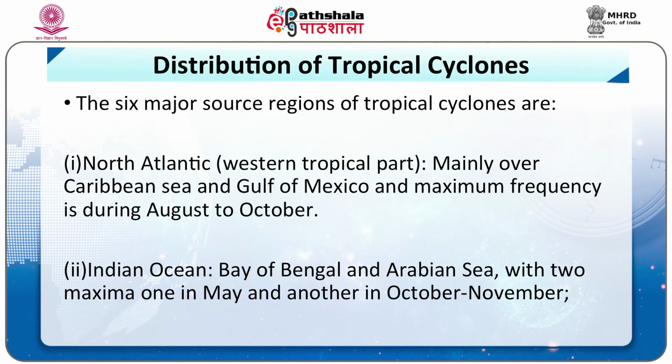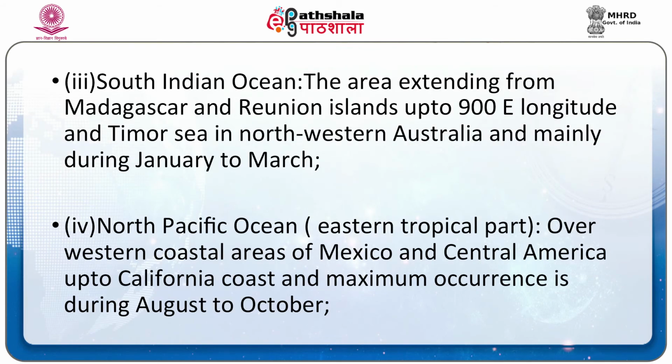Number 1 is North Atlantic, mainly western tropical part, mainly over Caribbean Sea and Gulf of Mexico, and maximum frequency is during August to October. Next is Indian Ocean, which includes Bay of Bengal part and Arabian Sea with 2 maxima, one in May and another in October-November. Next is South Indian Ocean, the area extending from Madagascar to Reunion Islands up to 90 degree east longitude and Timor Sea in northwestern Australia, and mainly during January to March months.